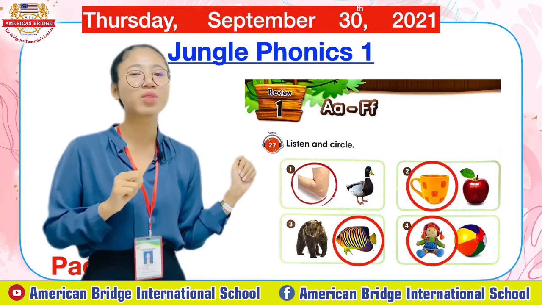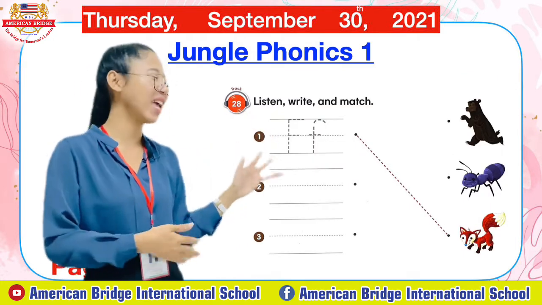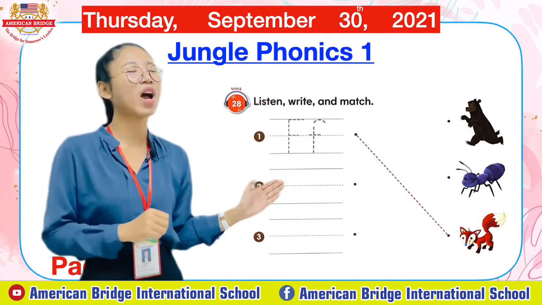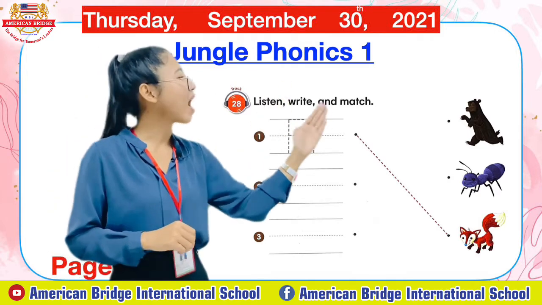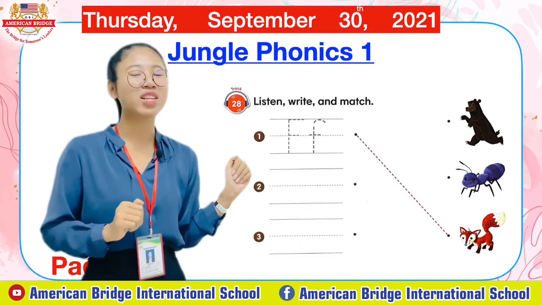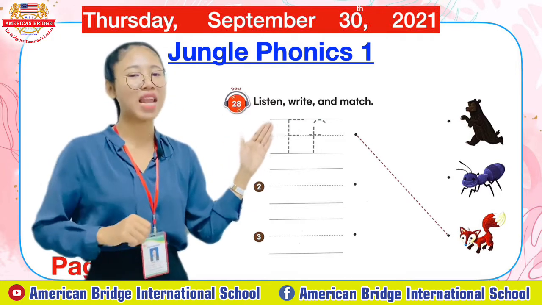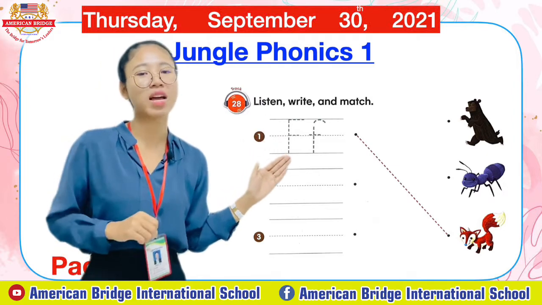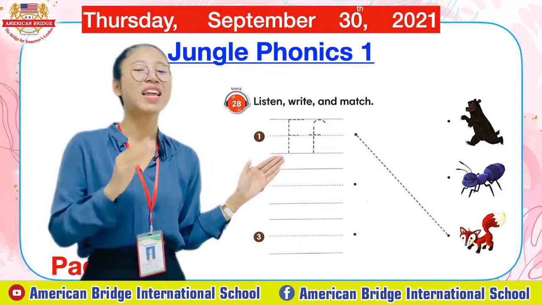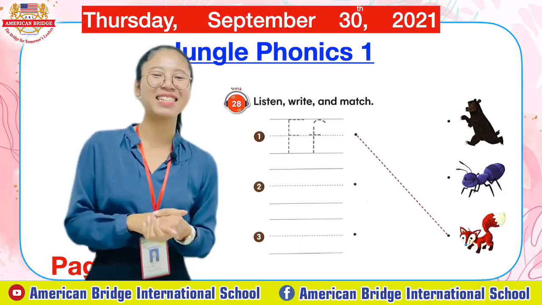Okay, let's move to one more exercise on page 26. Okay, so here's the second exercise. It's about listening again. So everyone, you need to listen, write, and match. You need to listen to our audio track 28. After that, write the letter and match it to the correct sound. Okay? Excellent, everyone. All right, teacher hopes you can do it well. Now, please enjoy listening and doing this exercise together.